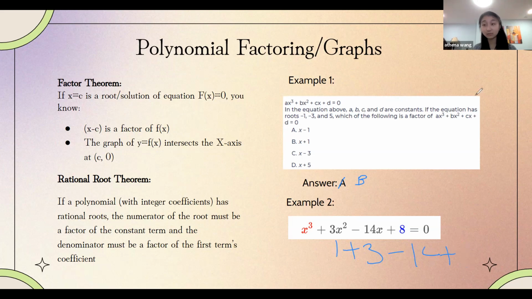Okay, so now we try the next one, which is -1. -1 plus 3 plus 14 plus 8. This is not 0 either. So then we go on to x equals 2, because 2 is a factor of 8. So we have 8 plus 12 minus 14 plus 8. And this is actually the answer, because this gets us to 0. Okay.